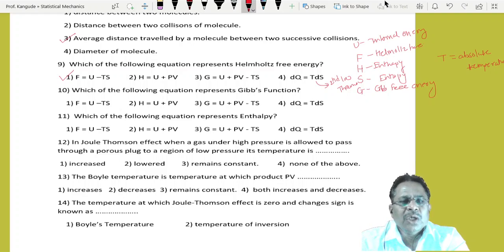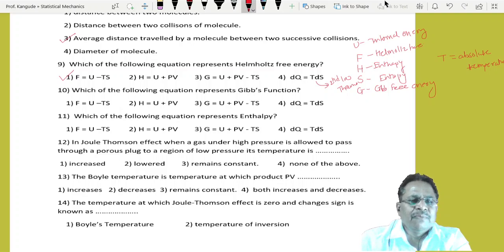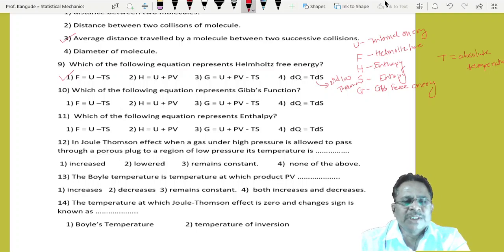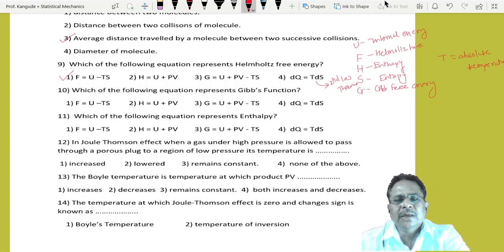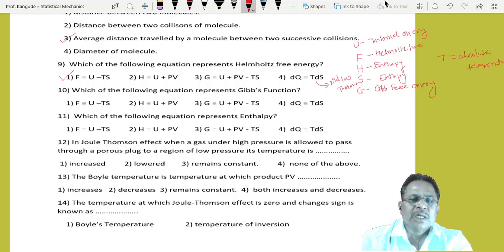Question number 10: which of the following equations represents the Gibbs function? Again, F is equal to U minus TS is Helmholtz free energy. H is equal to U plus PV is the enthalpy. dQ is equal to TdS, as I said earlier, is the heat absorbed or evolved, and this is your second law of thermodynamics. Therefore option 3 is the correct option, which gives the Gibbs free energy or Gibbs function: G is equal to U plus PV minus TS.